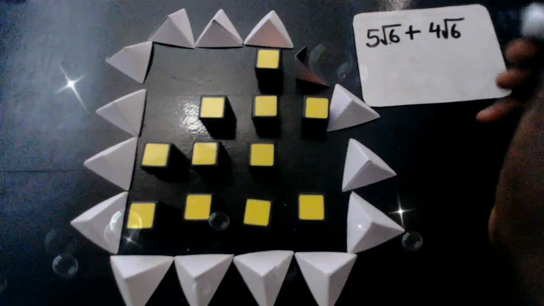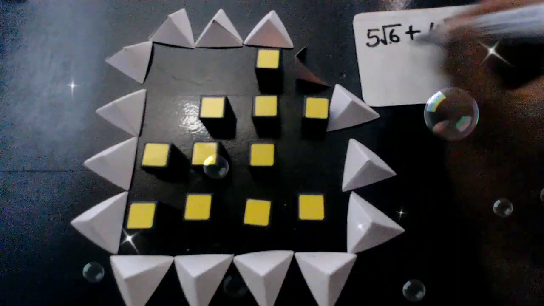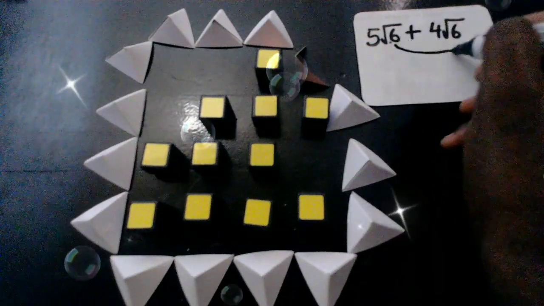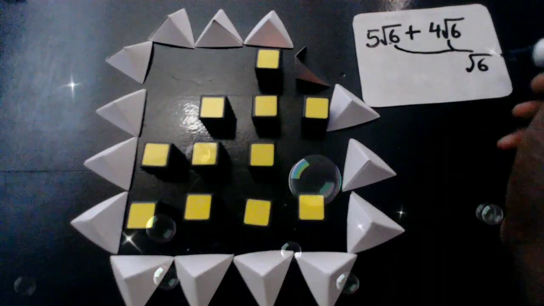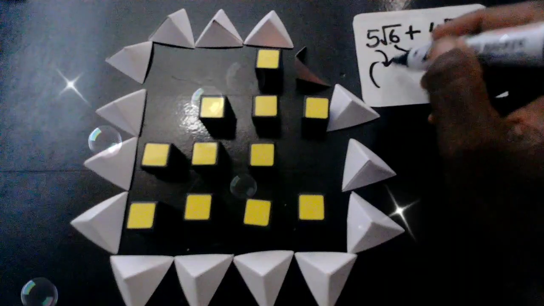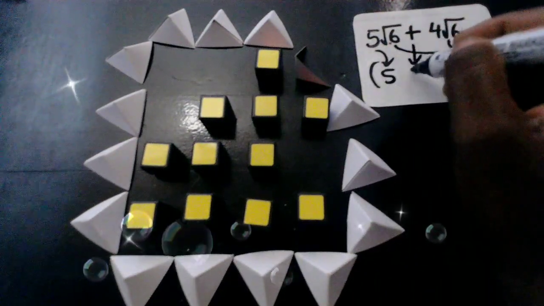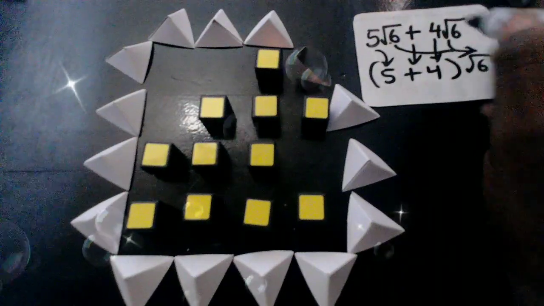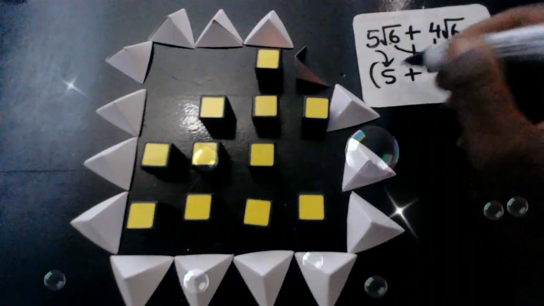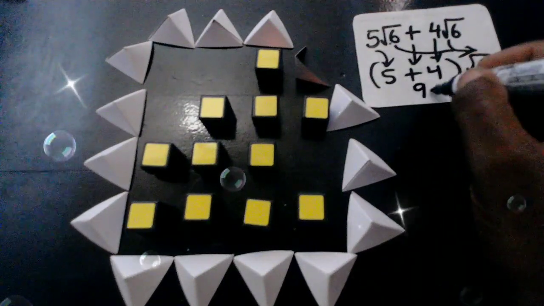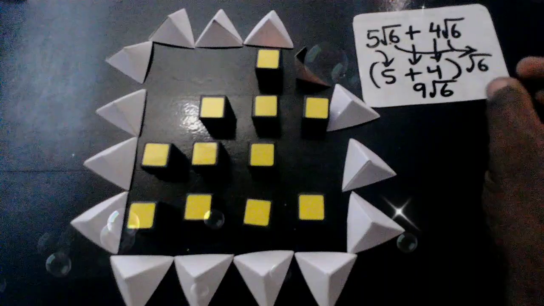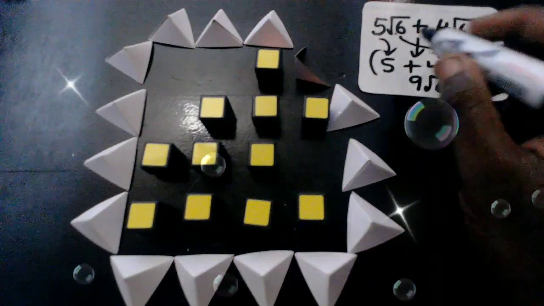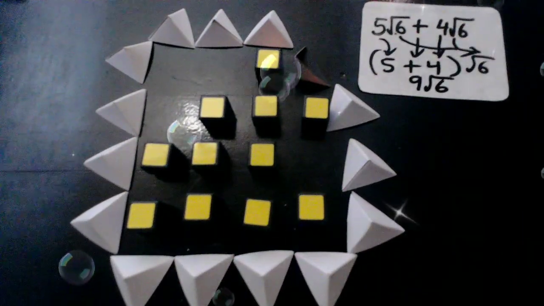Another way to deal with this is to factorize the surd out. In other words, this is common, so the surd 6 will come out, and the one that is not common will come down. So you notice that surd 6 is common, it's written outside, and the ones that have no similarity are written in the bracket. So eventually what do you have? You have 9 surd 6. So this is one way of writing, or factoring out similar surds to add up.